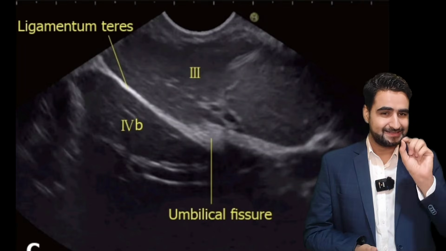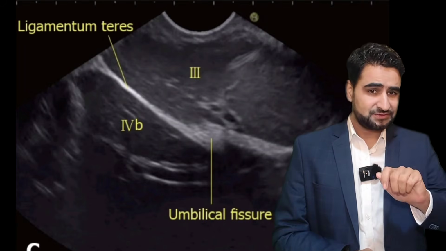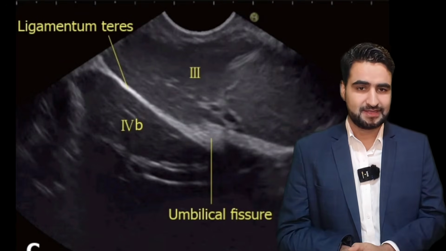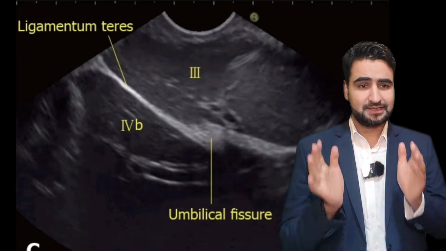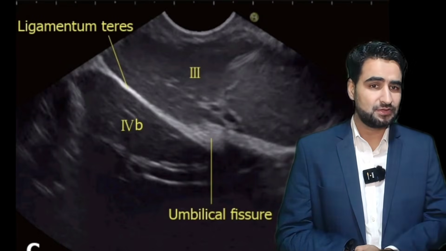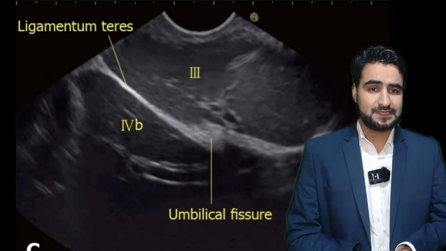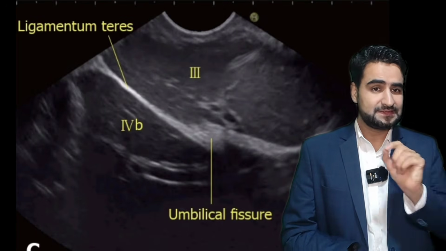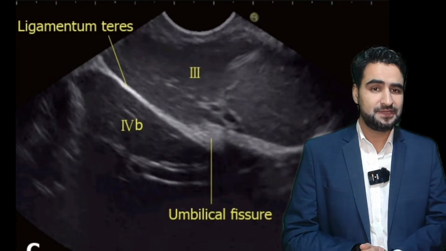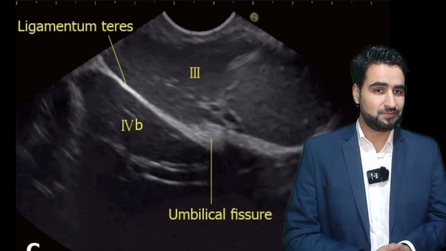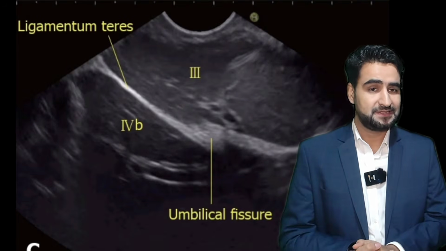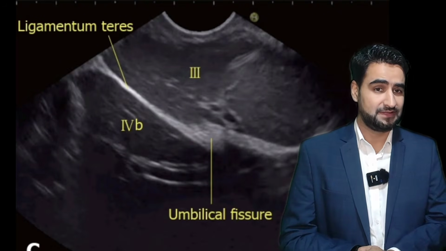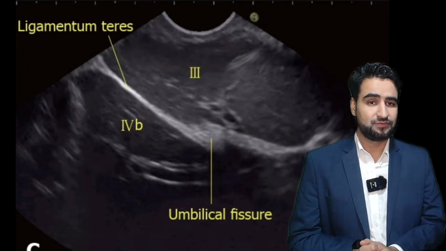Now, let's look at this image. The imaging plane shifts to the visceral surface of the liver by slightly pushing your scope down. Here, you can appreciate how the ligamentum teres is firmly attached to the lower border of the umbilical part of the portal vein. Just beneath this region, you can also identify the umbilical fissure, which separates segment 3 from segment 4B. This view is particularly important during liver segmental anatomy interpretation, because the ligamentum teres acts as a landmark for the left hepatic fissure and helps you localize segment 4B.